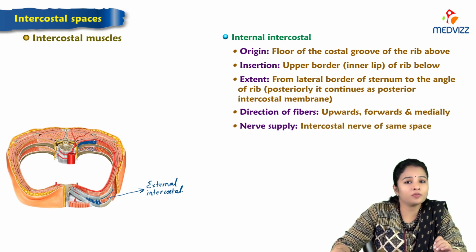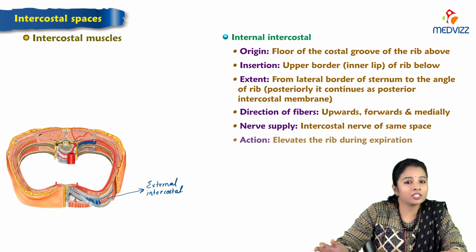So the nerve supply of this internal intercostal is the same as external intercostal. The same intercostal nerve of the same space supplies it, and the action of it is to elevate the rib during expiration. So that is the action of internal intercostal muscle.